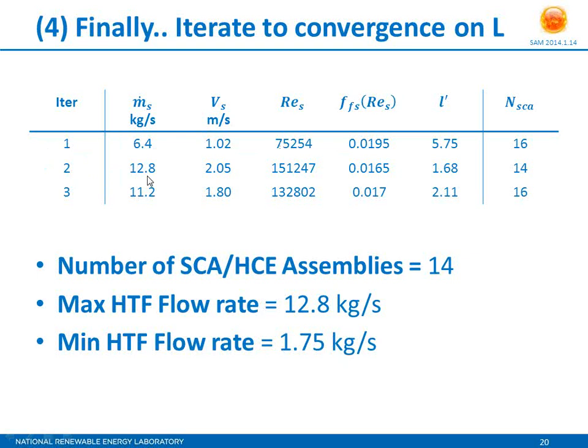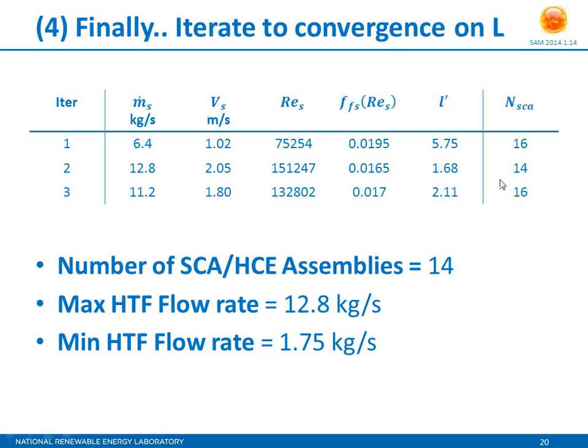So we've got twice the number of collectors in the loop. That means we need twice the flow to absorb that energy. That corresponds to this velocity, this Reynolds number, this friction factor, and we update to 1.68 times the original number of collectors. So that indicates my next guess should be somewhere in that range. We were a little too aggressive with our guess of 16, so we scale that down to 14, go back and use 14 SCAs, and do the same thing.